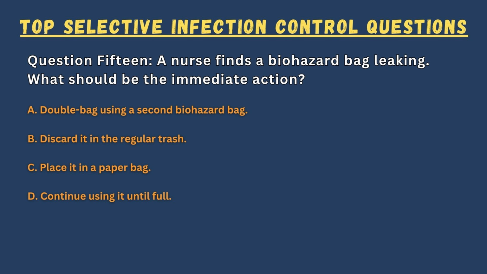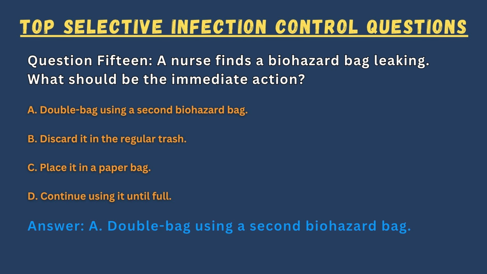Question 15. A nurse finds a biohazard bag leaking. What should be the immediate action? A. Double bag using a second biohazard bag. B. Discard it in the regular trash. C. Place it in a paper bag. D. Continue using it until full. Answer: A. Double bag using a second biohazard bag.